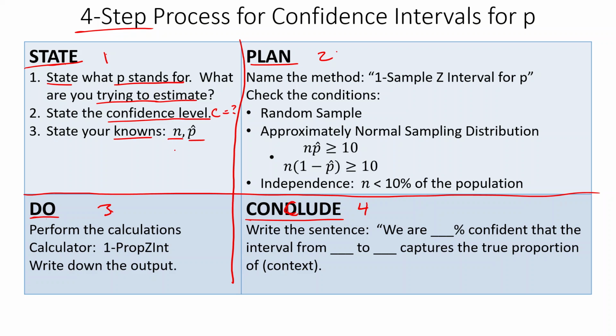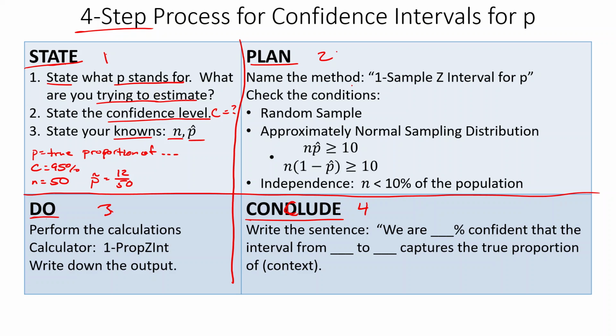And we're going to state any knowns. Like if we know n or p hat, we can write it as a fraction. That's fine. If we know p, that's fine. We give that. But n and p hat are really what we want there. So what does p stand for? P is the true proportion of, and then whatever it is we're trying to find. Then we'd write C equals, maybe 99%. N equals, whatever it is, 50. P hat equals 12 out of 50. I'm just making up numbers here, but that's what we would do in this box. That's all we're looking for.